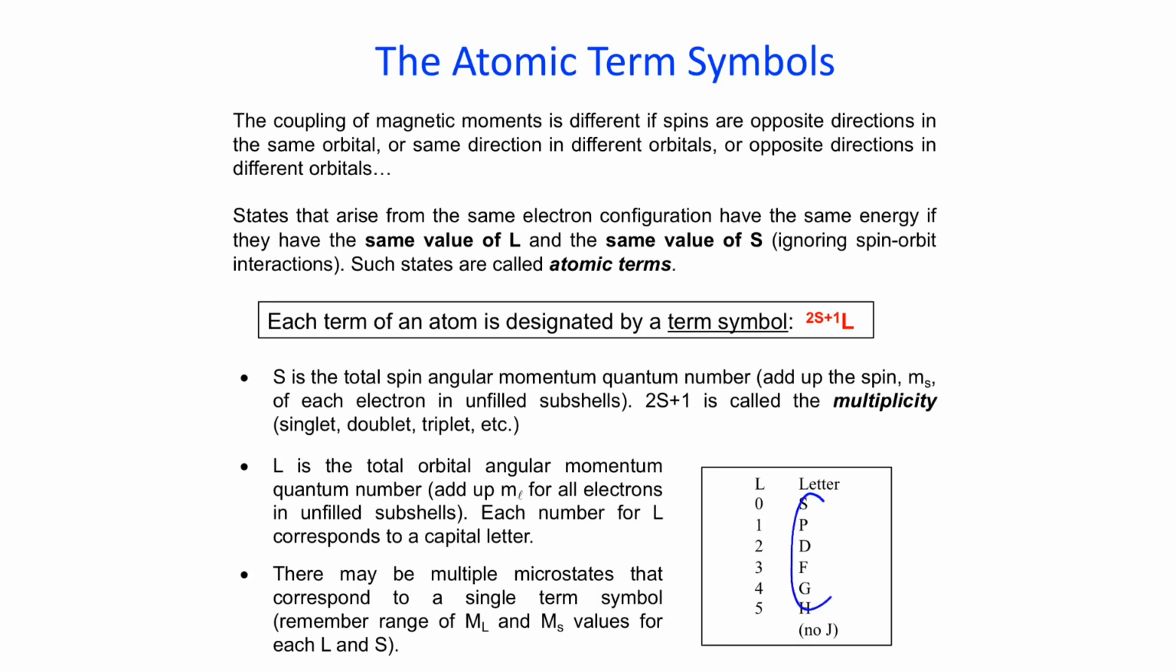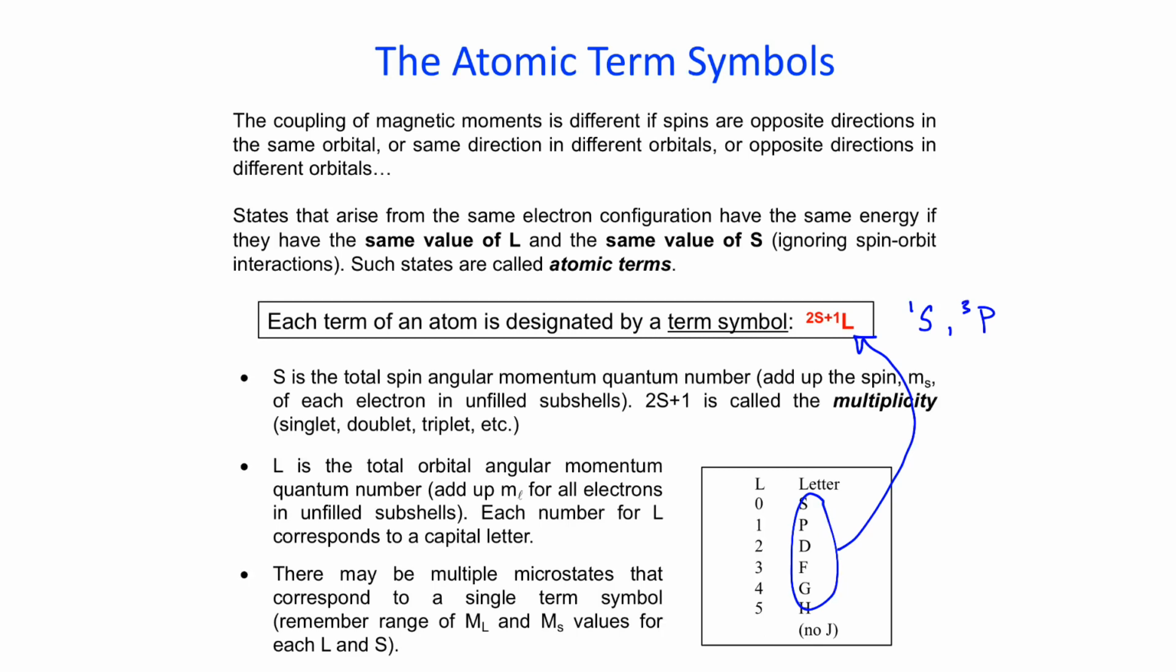These will pop up into that L notation, so you'll end up with things like a singlet S or a triplet P. Those are the kinds of notations that you're going to end up with when you put together a term symbol. So this notation is the term symbol. Again, there may be multiple microstates that correspond to a single term symbol.